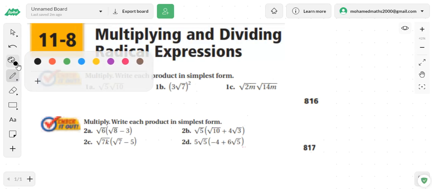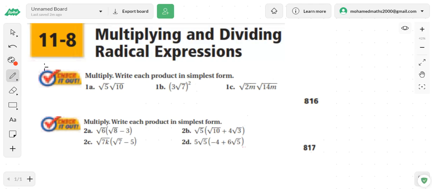Today, inshallah, we'll explain 11.8. It's a new lesson, multiplying and dividing radical expressions. He asks us first to multiply and write each product in simplest form.